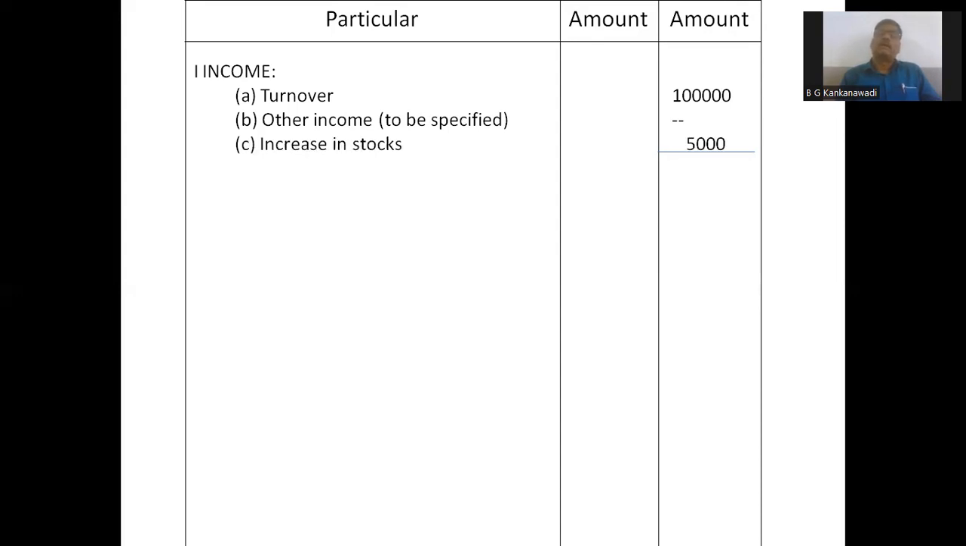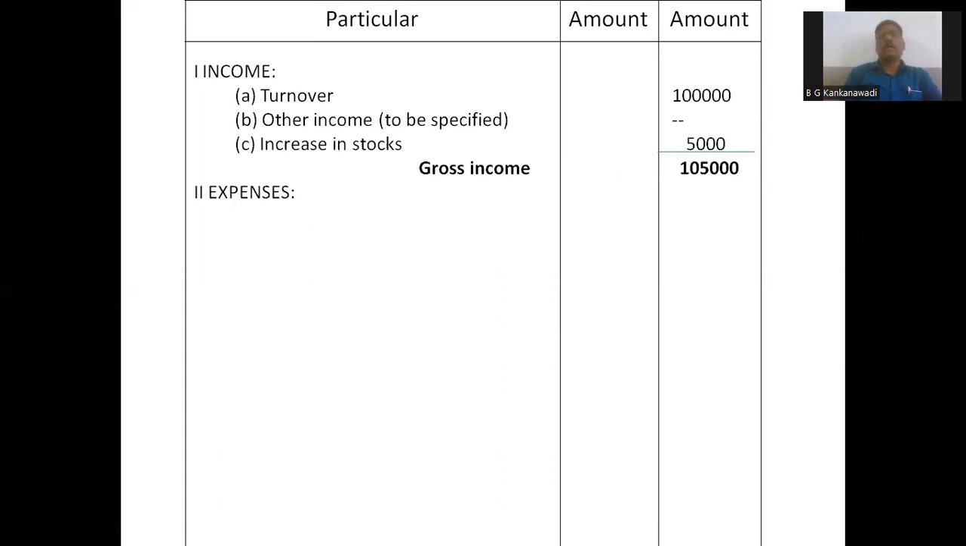Next is increase in stock. You write the increase in stock in the inner column. Closing stock you write in the inner column, less opening stock. Closing stock 30,000 is there in the problem, and opening stock is 25,000. 30,000 minus 25,000 is 5,000. Then you take the total of the three. The total of the three is called gross income.